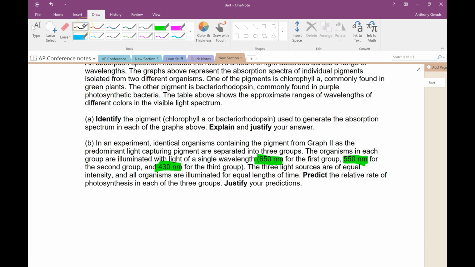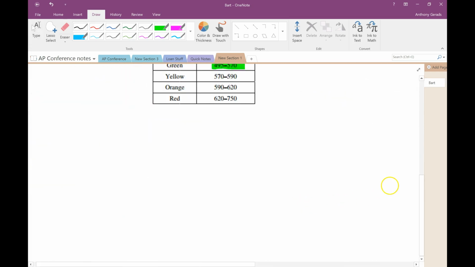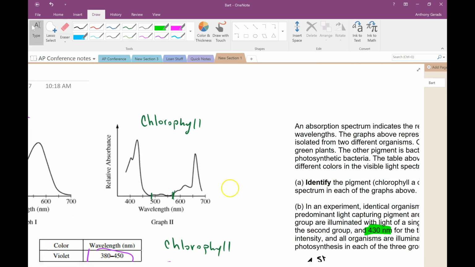It wants to know which one's going to do it the fastest. So we'll say first or fastest. Which one's going to be the middle rate for photosynthesis. And which one's going to be the slowest for photosynthesis. Okay, so we've got to decide that 650, 550, or 430. We've got to predict that and justify why, looking at this graph.